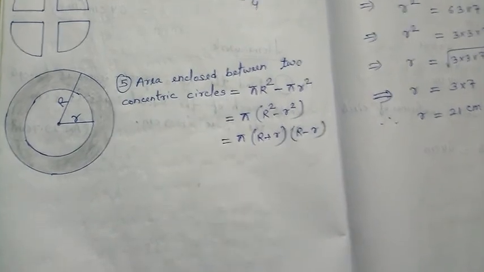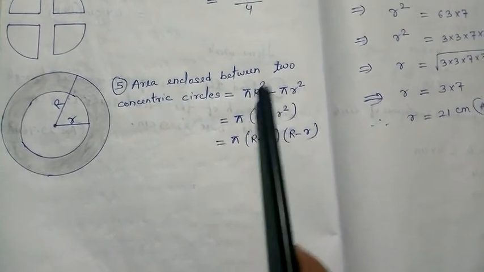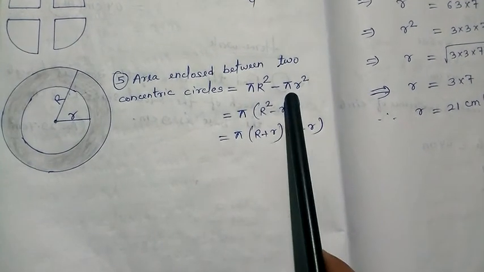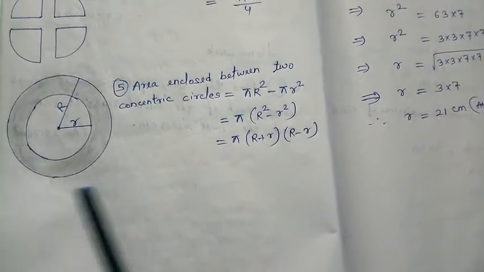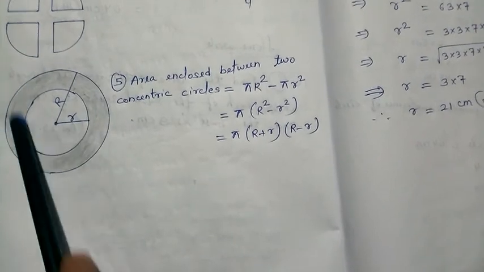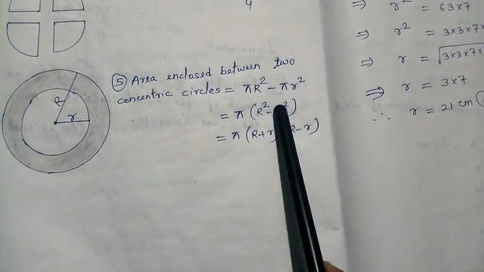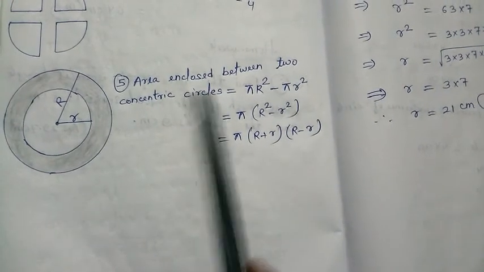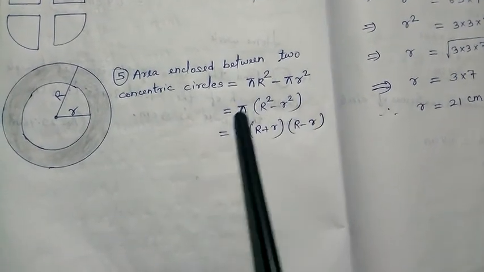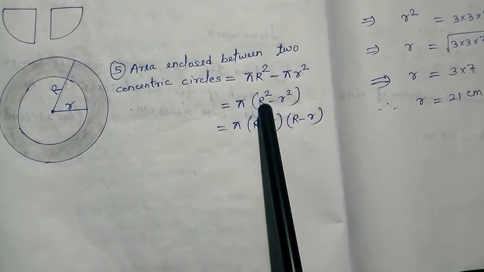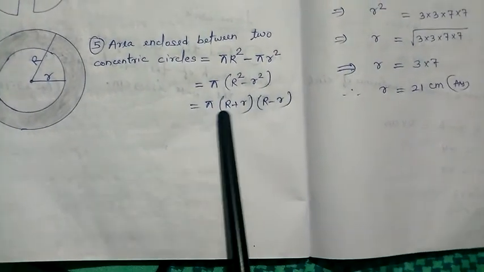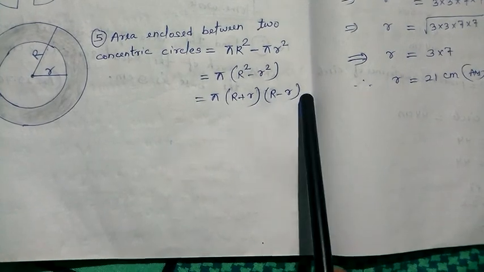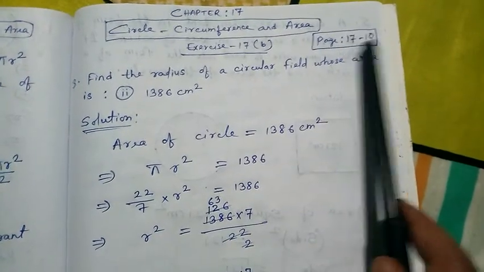This shaded portion, the area enclosed between 2 concentric circles, is given by the formula pi capital R square minus pi small r square. Capital R is the radius of the larger circle and small r is the radius of the smaller circle. Here pi is common, then we get R square minus r square, which is of the form a plus b into a minus b: pi into capital R plus small r, capital R minus small r.